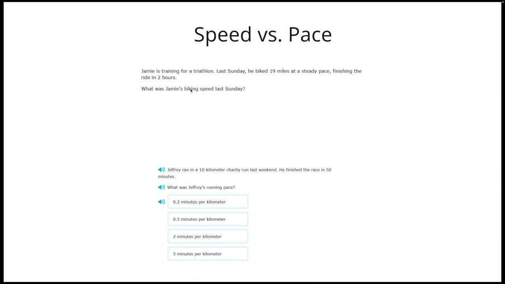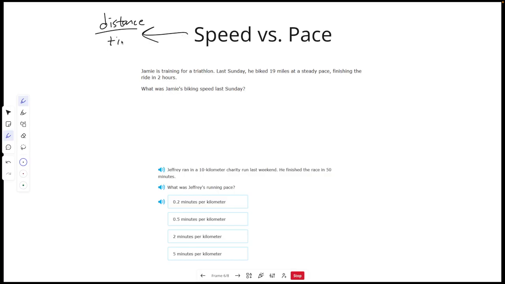Last thing we've got to talk about is speed versus pace. Speed is your distance divided by the time it took. Pace is the exact opposite. It's the time divided by the distance.